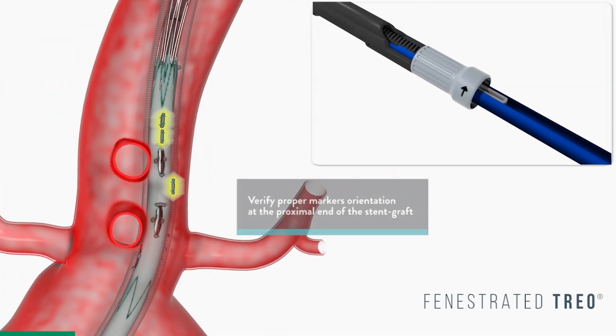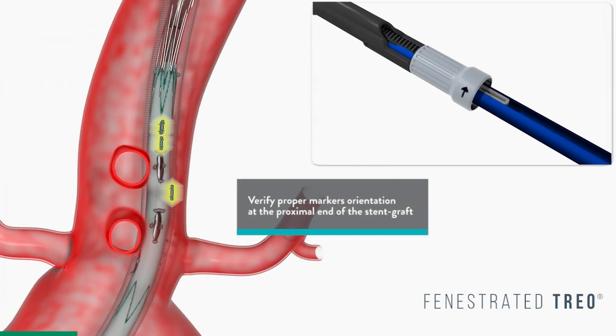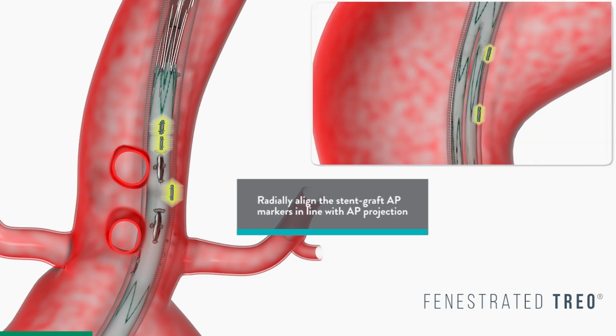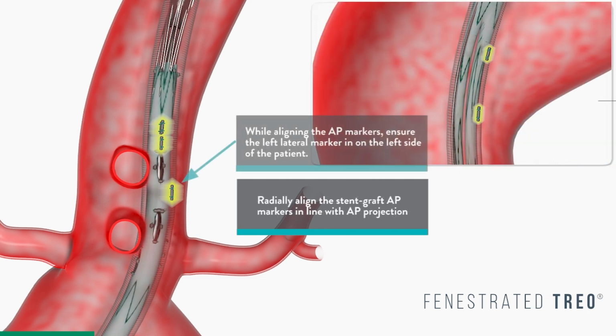Continue advancing the sheath until the delivery system tip is near the deployment site in the aorta. While observing the markers at the proximal end of the stent graft, advance until the proximal end of the stent graft is at the deployment site. Radially align the stent graft AP markers in line with AP projection.